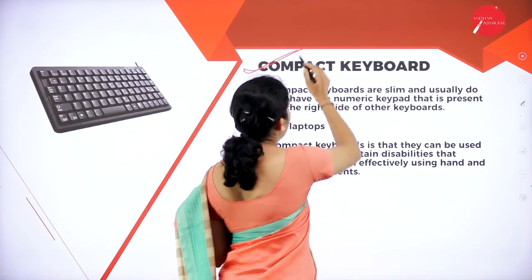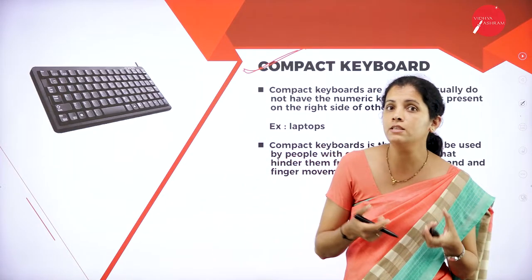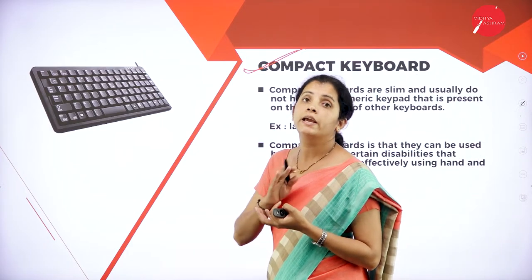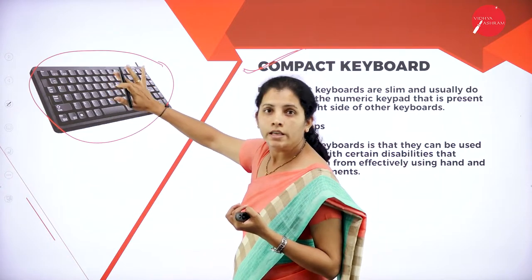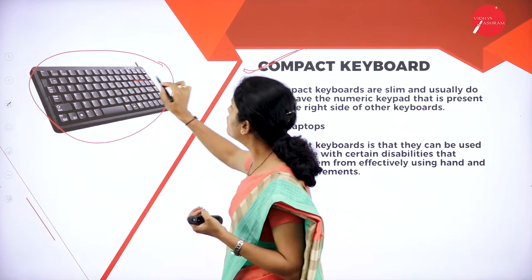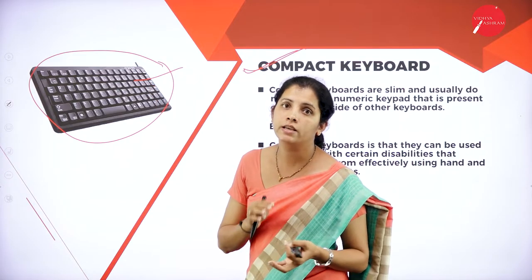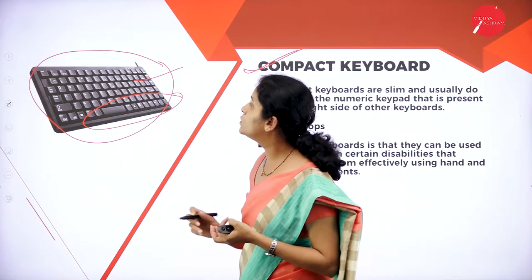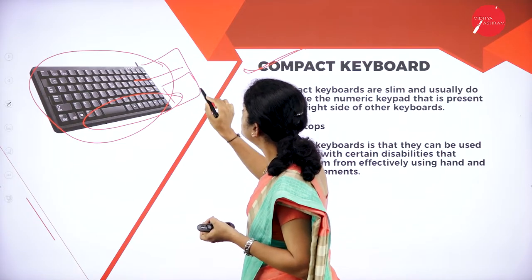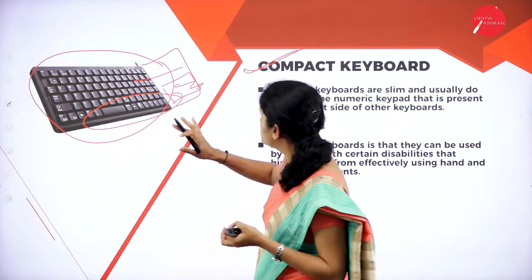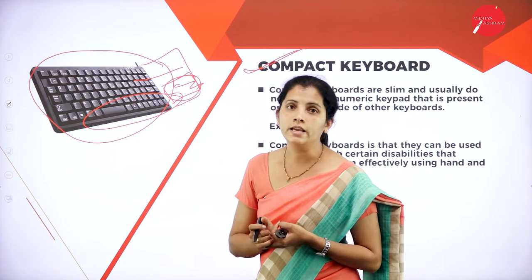Moving further, I'm going to talk about the compact keyboard. The name itself indicates that it is compact. That means it is slim and it does not contain any numerical keys. You can see this image. Here you're going to have alphanumerical keys, along with that functional keys, punctuation keys, etc. But here you cannot find any number keys. That means at this corner you would normally have number keys. If you're using a compact keyboard, you're not going to find any numerical keys here.